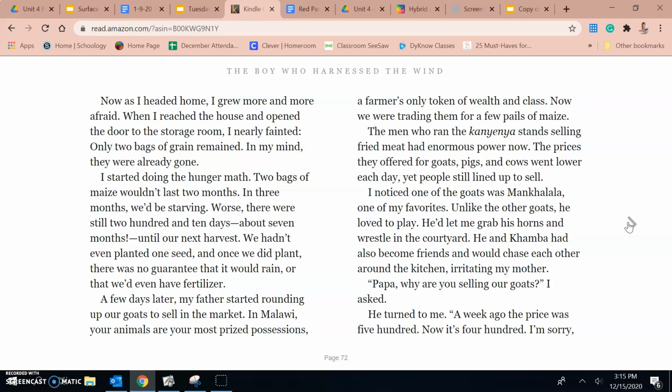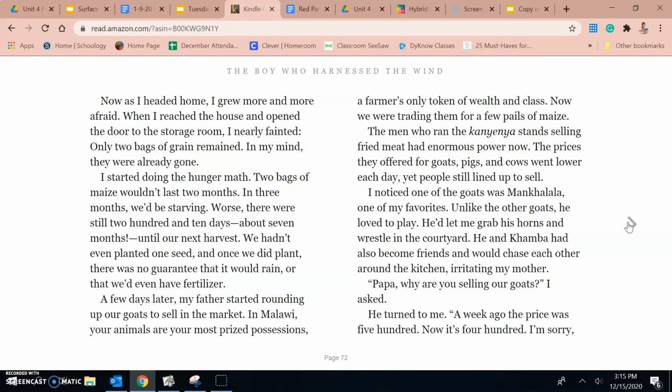When I reached the house and opened the door to the storage room, I nearly fainted. Only 2 bags of grain remained. In my mind, they were already gone. I started doing the hunger math. 2 bags of maize wouldn't last 2 months. In 3 months, we'd be starving. Worse, there were still 210 days, about 7 months, until our next harvest. We haven't even planted 1 seed, and once we did plant, there was no guarantee that it would rain, or that we'd even have fertilizer.